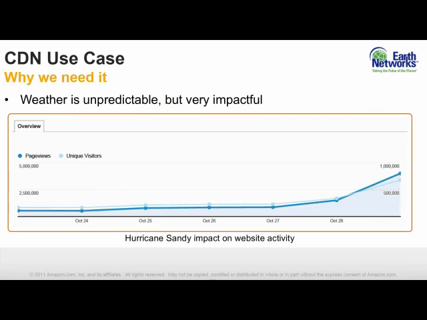Another example was during Hurricane Sandy, where we were able to very quickly make some cache rule adjustments on the fly to free up some capacity in the database. Amazon CloudFront allows us to react to the changing weather and load patterns and adjust cache expiration times and time to live very quickly to ensure that we're able to retain the user experience and the stability of our core systems.